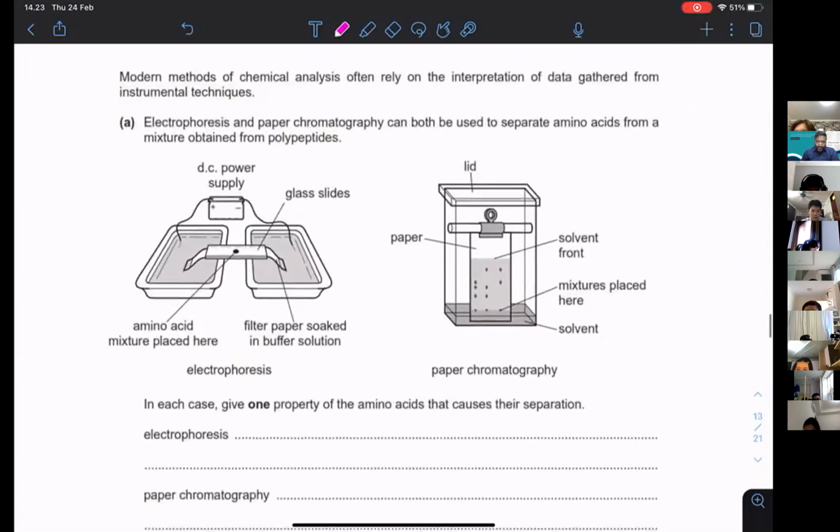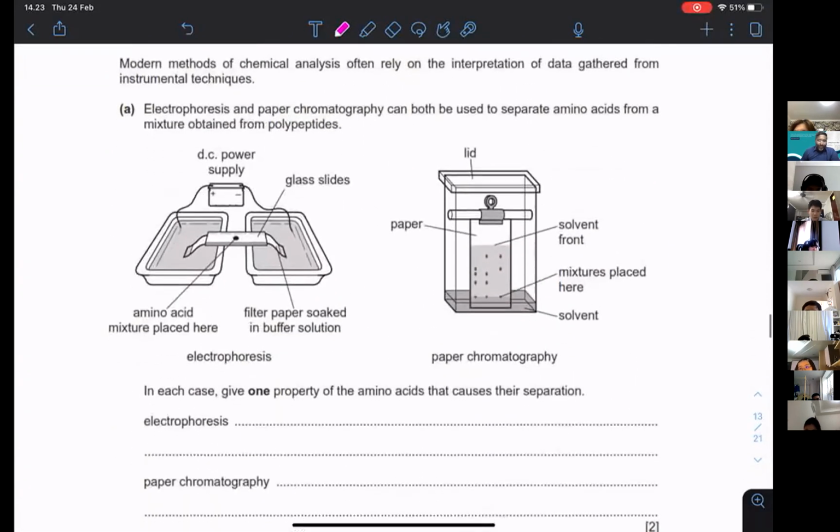We still have 7 more minutes. Modern methods of chemical analysis often rely on the interpretation of data. So this is still chemical analysis. You have electrophoresis and paper chromatography. In each case, give one property of amino acids that causes their separation.